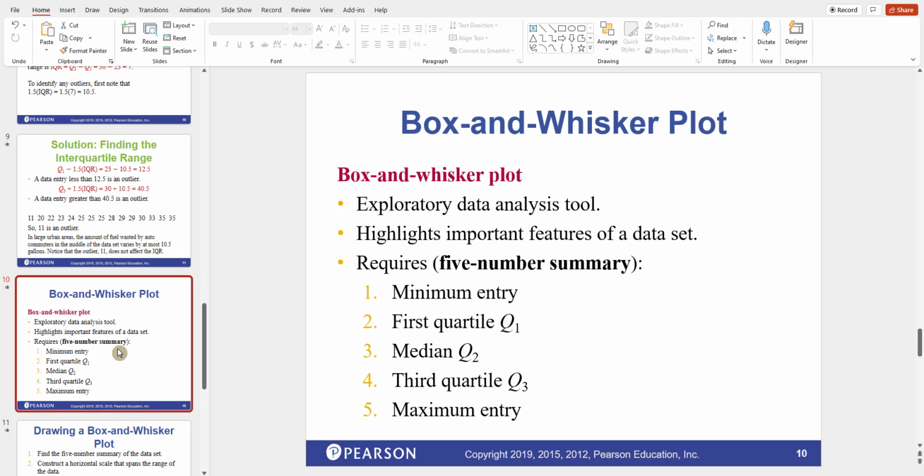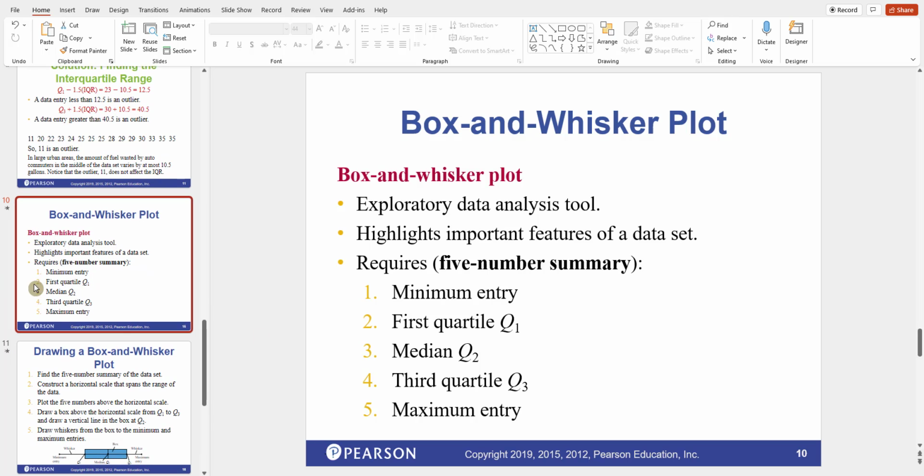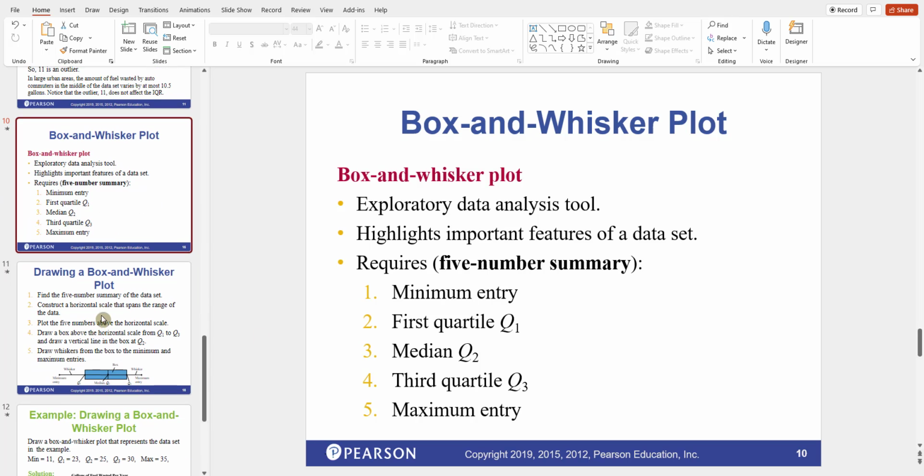The next thing we're going to do is use this information to draw a box and whisker plot. So this gives you a visual and it highlights important features of a data set. And it requires a 5-number summary. The 5-number summary is your minimum data value as well as your maximum data value. And then of course your quartiles. You need Q1, the median, Q2, and Q3. We'll use that information to draw a box plot.